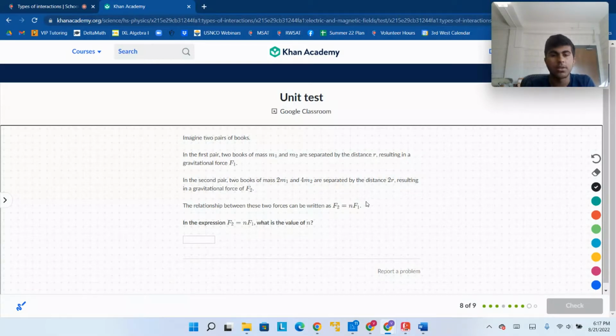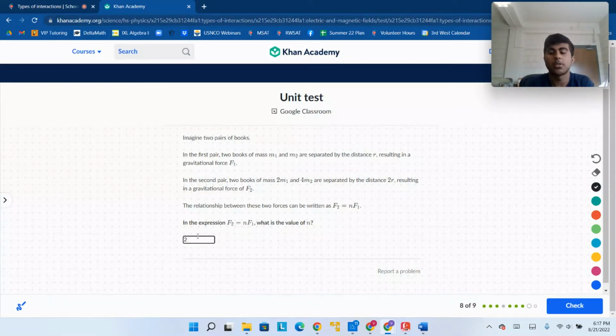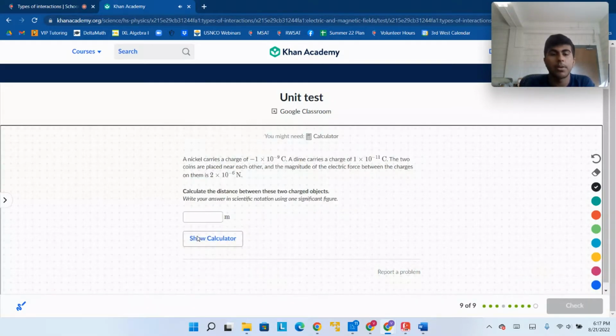Let's see. So the first pair has masses of 1, 1, and then the distance is 1. Second pair, you're multiplying the mass by 8 in total, and you're dividing the distance by 2. Well, the mass is just going to be multiplied, so times 8. The distance is going to be squared when you divide it, so 2 squared is 4, so you're going to be dividing by 4. 8 divided by 4 is 2, so our answer here is going to be 2. And we can keep going.